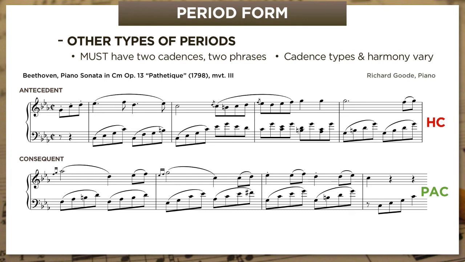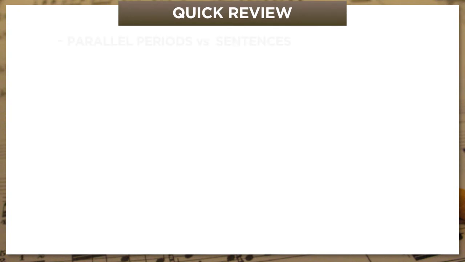So that is a contrasting period, and we'll see those much less often, but they are out there. Still, our main concerns here are with sentences and parallel periods. So let's review those 2, specifically how to tell the 2 apart. Basically, we've seen 2 distinct repetition and cadence schemes.